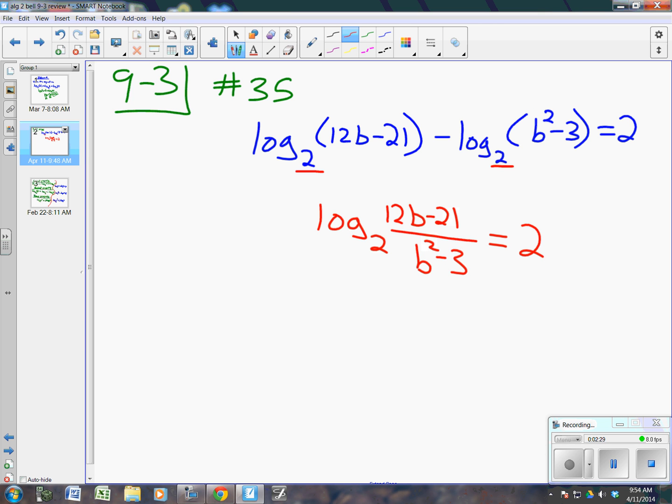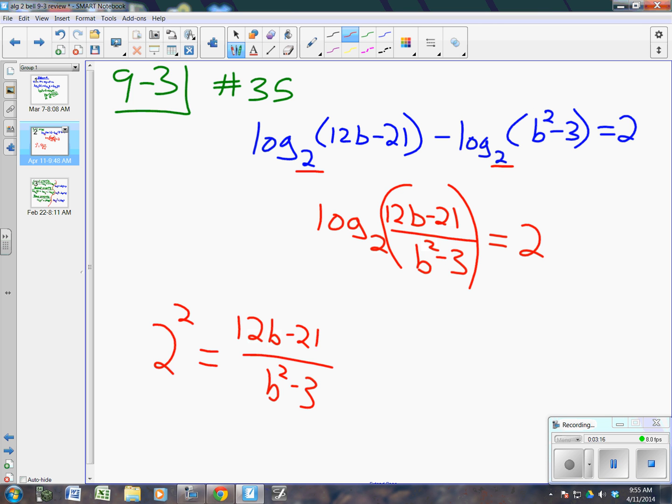Well, most of the ones that we've done so far, you guys had another logarithm of base 2 on the other side, but go back to the very first assignment, 9-2, that we did, and we could change this to what form? Yeah, we can change it to exponential form. So if I change it to exponential form, what would it say? Yeah, you remember the base is 2. That's what's going to be squared. So 2 squared equals the fraction, with b squared minus 3 as the denominator. I probably should put parentheses around this. Okay.